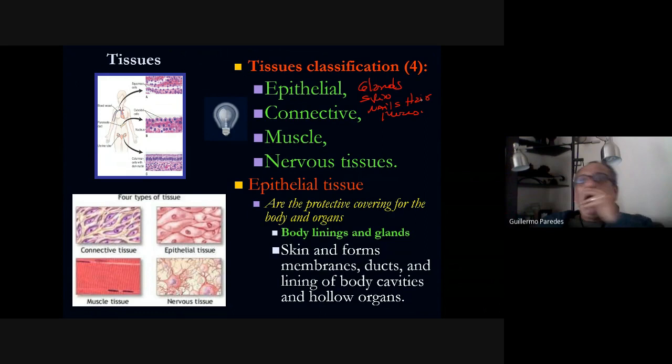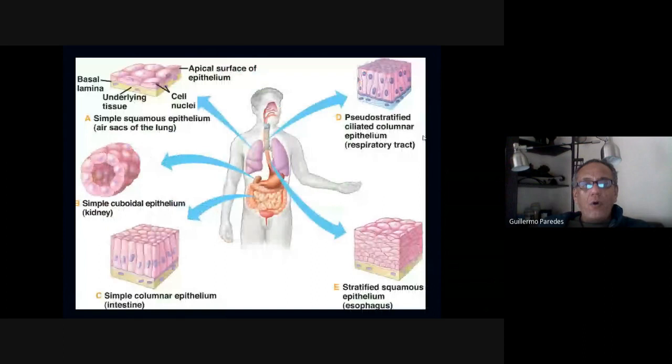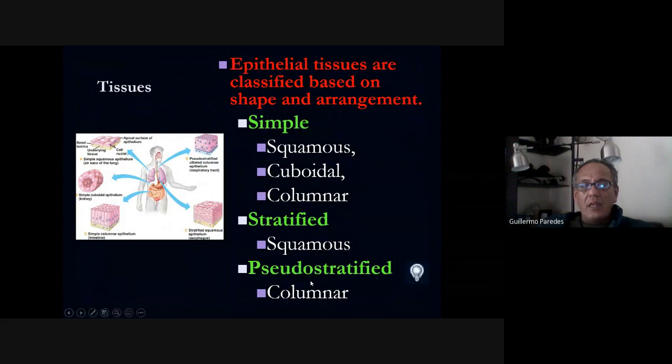Exocrine glands and endocrine glands are epithelial tissue. Epithelial tissue is going to be classified in many ways. We have all these classifications: simple, stratified, pseudo-stratified. Do I want you to remember all of them? No. What I want you to remember is this one.